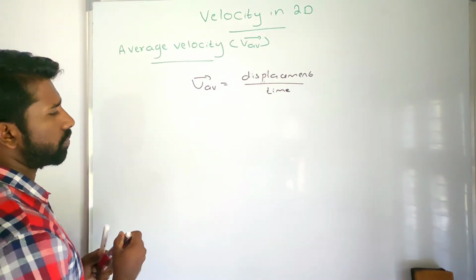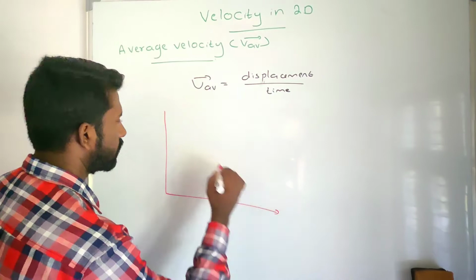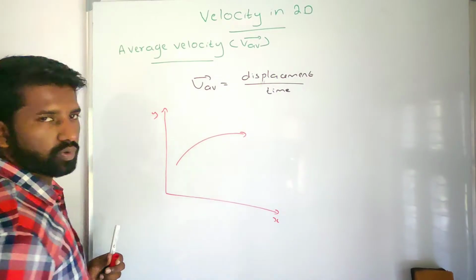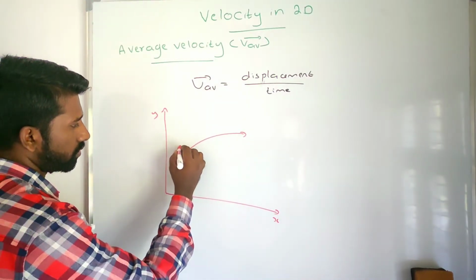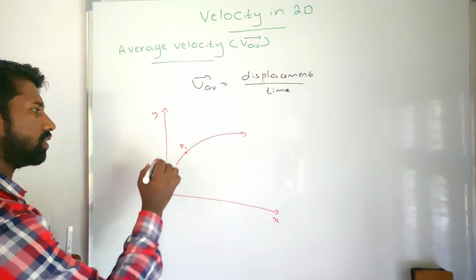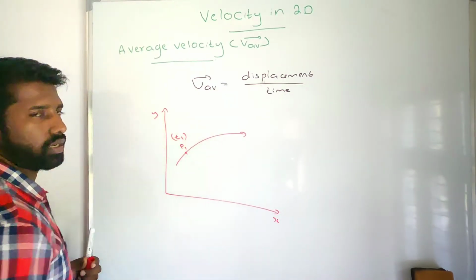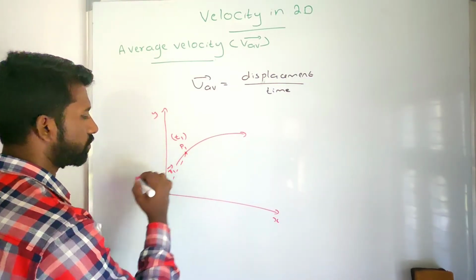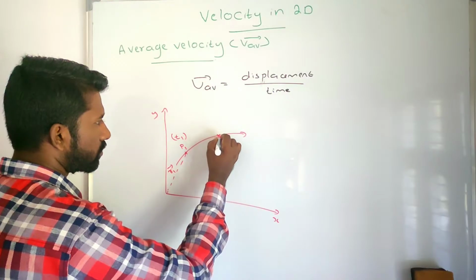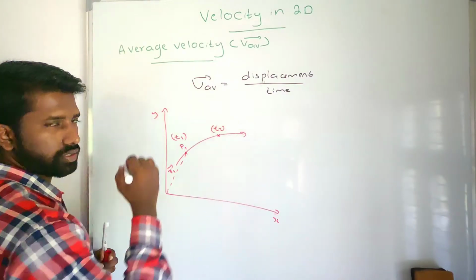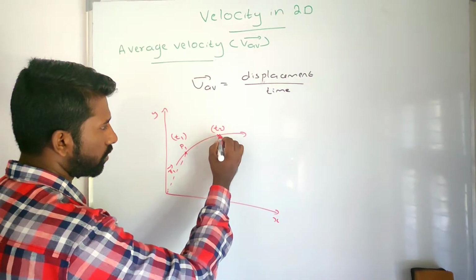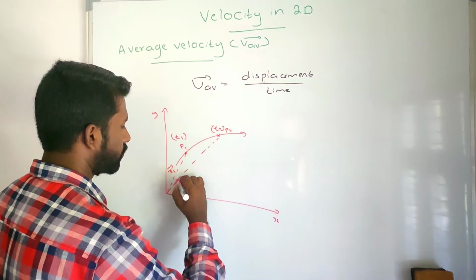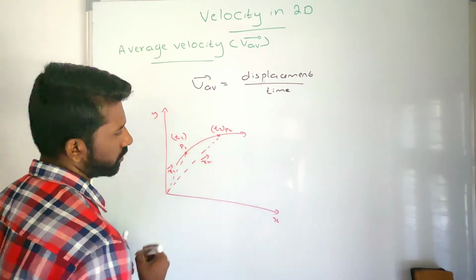So, if you consider a particle moving in a plane in a curved path, this is the y and this is the x-axis. Okay. The particle moves like this. So, this is the initial point, that is P1, the position of the body at t1 instant. The position vector of P1 is R1. After t2 interval, the body is at position P2. The position vector of P2 is the R2 vector.